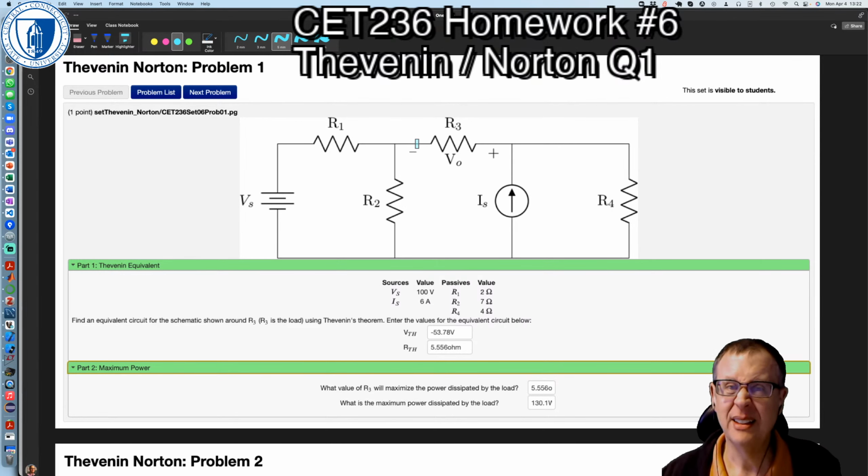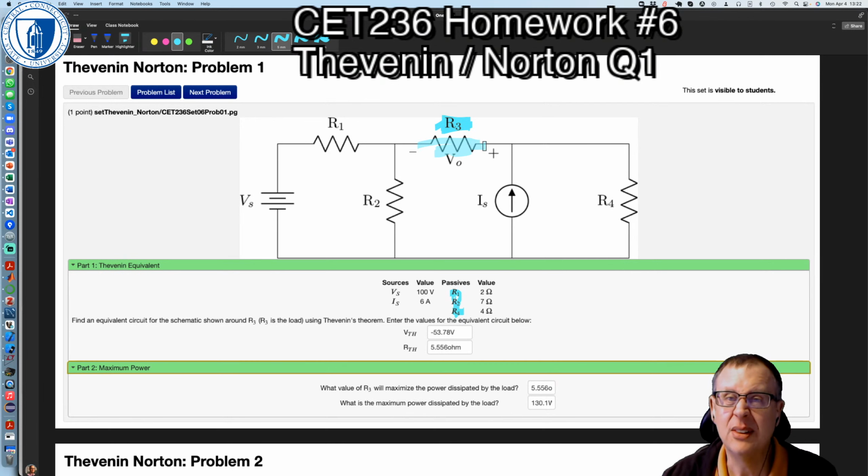And here you'll notice that we don't actually have a value for R3. Which one is the load? In this case, the load resistance is R3. That's this one here. Okay, so let's have a look.